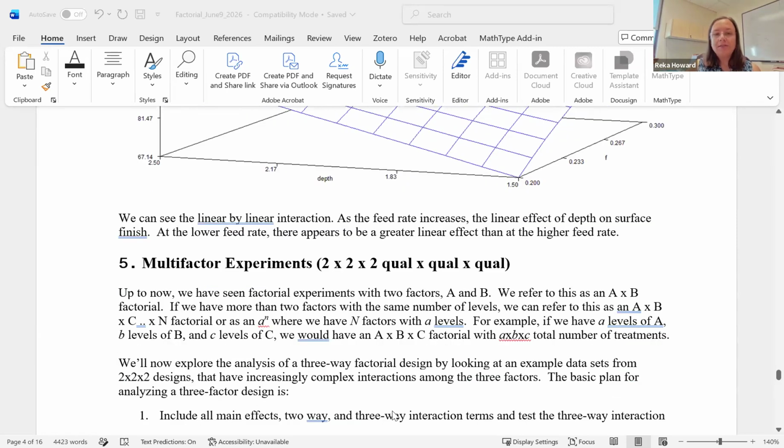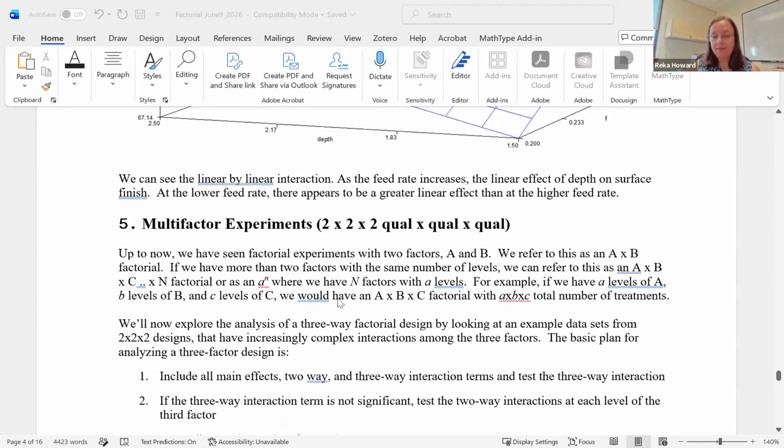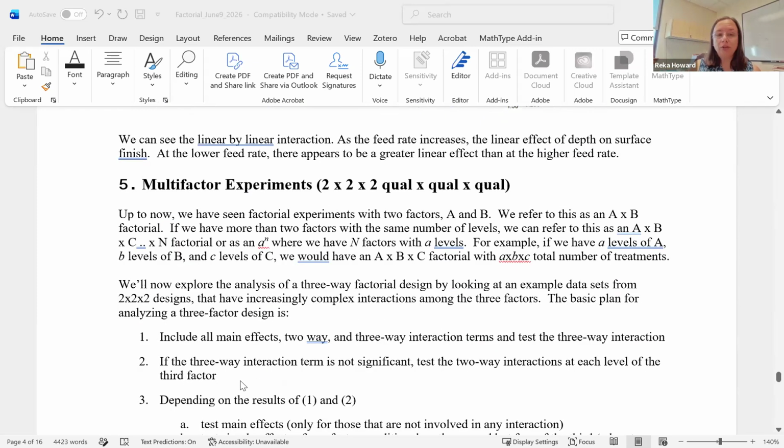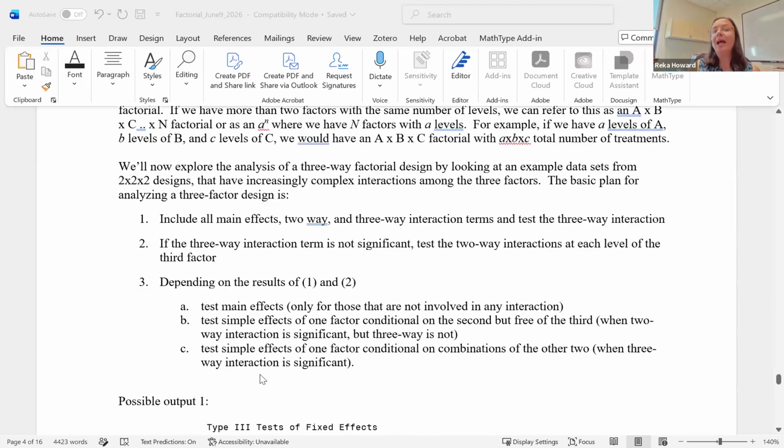So what we do is we include all of the main effects. We include all of the two-way interactions. So the A with B, A with C, B with C. And then we also include the three-way interaction. So first we look at the highest term in terms of the interaction, so the three-way interaction, whether it's significant or not.